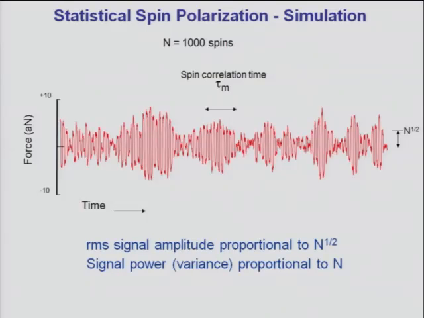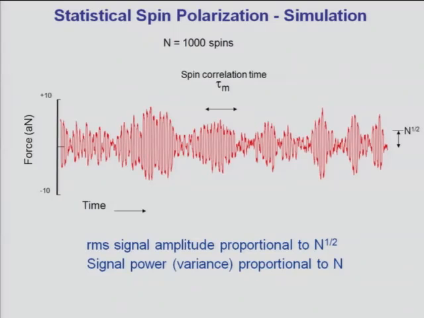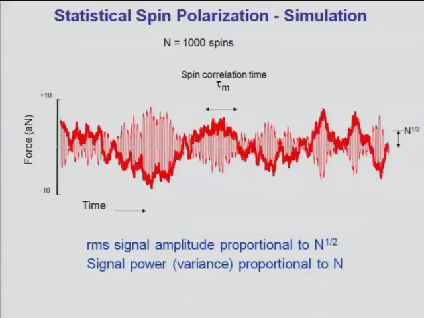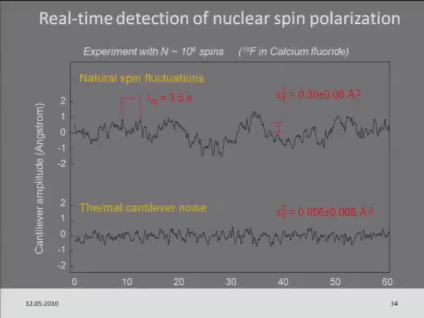So if you measure this on resonance, you know how many spins you're looking at, and you know their correlation time. So that's a simulated signal. This is essentially what the amplitude of your cantilever would do when it was driven by such a force. And if we take a real signal measured with this mechanical technique in calcium fluoride with about 10^6 spins, you see something very similar.